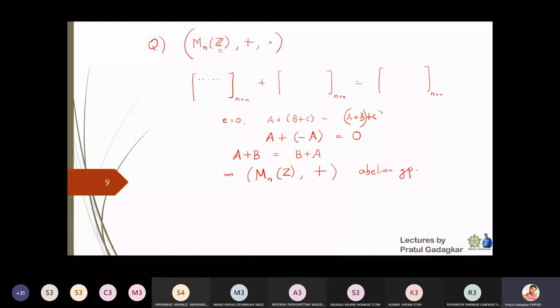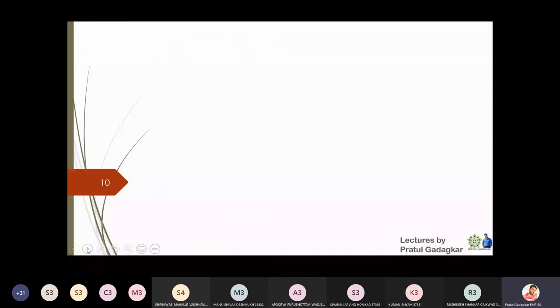If I go for the second part, it is multiplication. If A is an n by n matrix, B is an n by n matrix, what is A into B matrix? We know that if I take an n by n matrix and multiply it by again an n by n matrix, then we will again get an n by n matrix. So this means that A into B is also an n by n matrix, and therefore it will become an element of the set M_n(Z). The next is associativity with respect to multiplication.